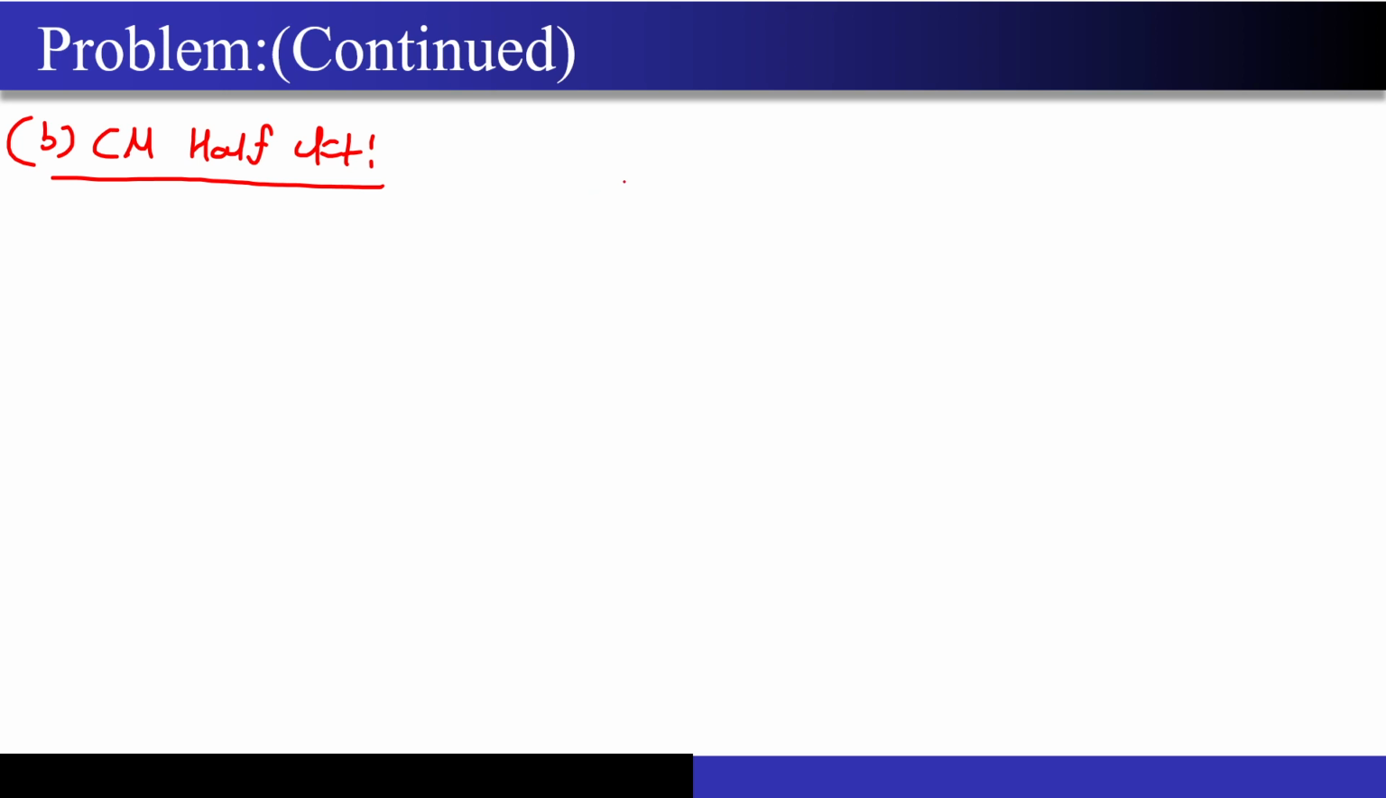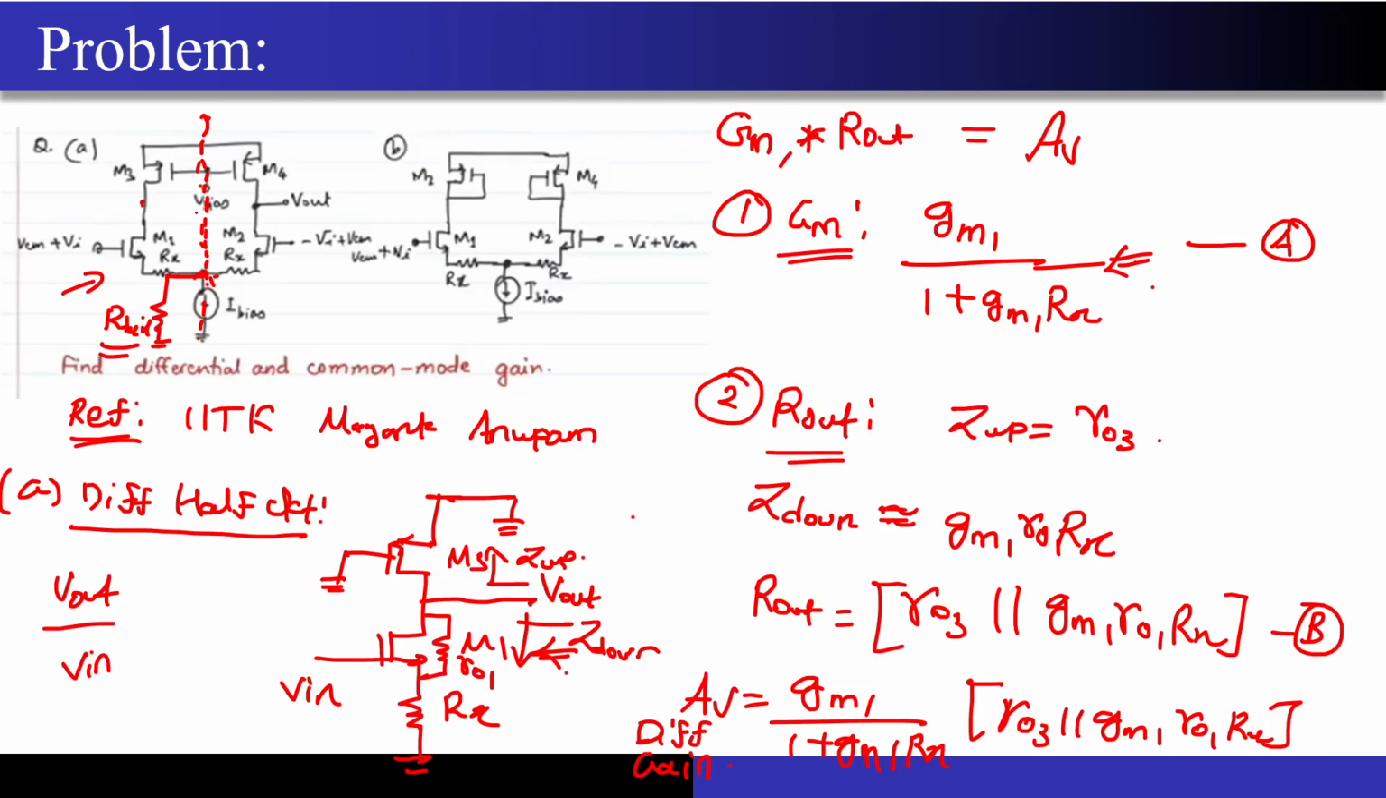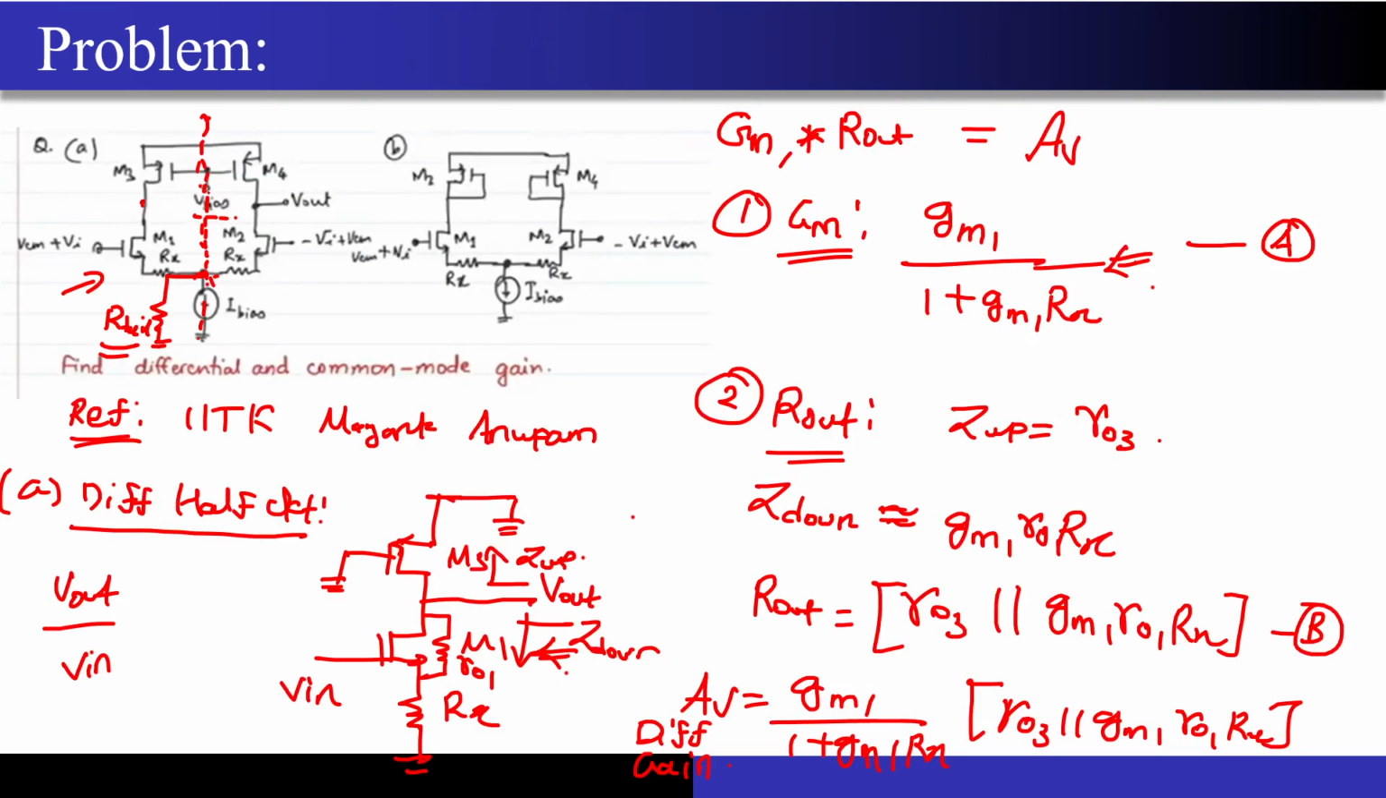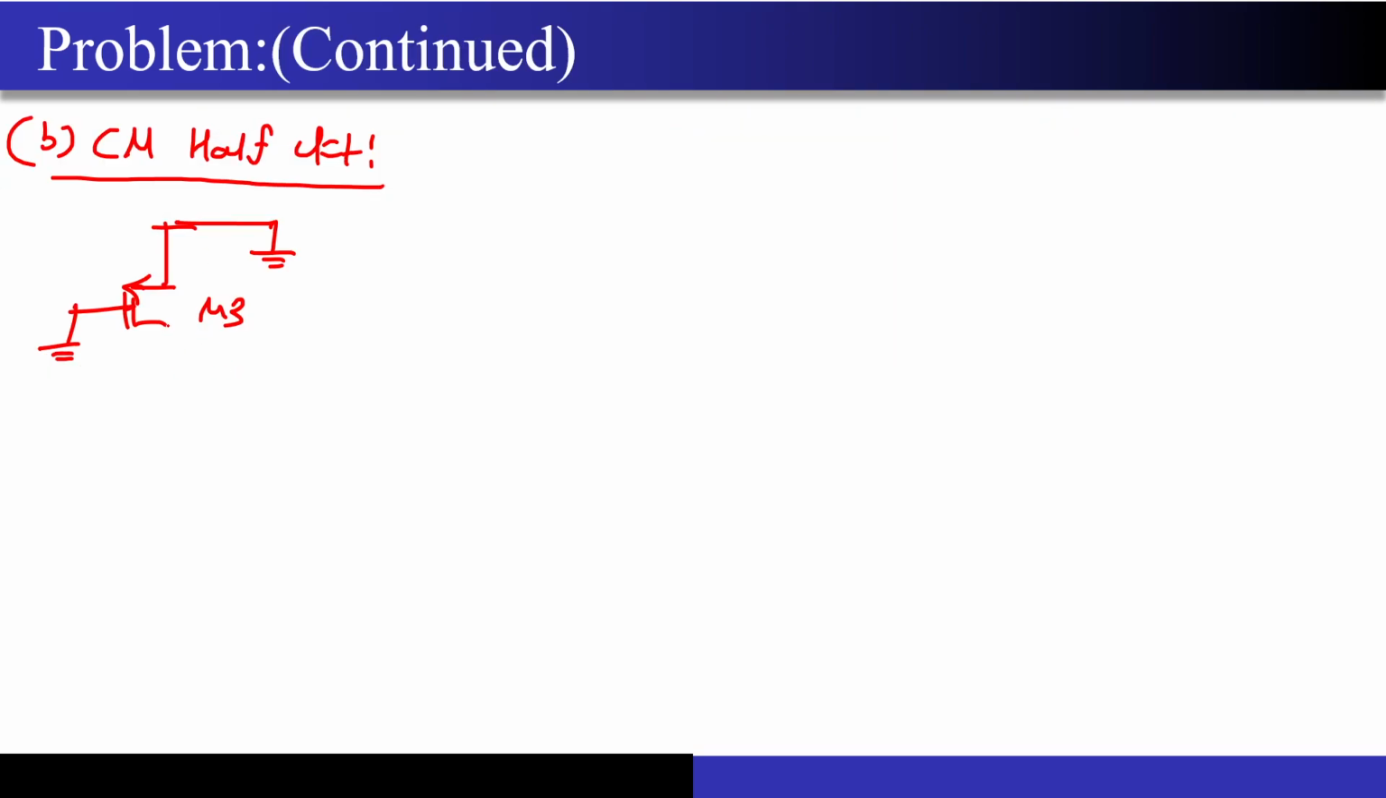Correct. So how will the common mode half circuit look? So first I had the VDD on the top, so that is already grounded. Correct. Then I had a transistor. Correct. The transistor M3. And remember what was connected to the gate of the transistor? It was V bias. Correct. So that V bias will be connected to the ground. Don't think that it will be open circuited, because V bias was already connected over here. Correct. Now this was M3. Now we have M1.